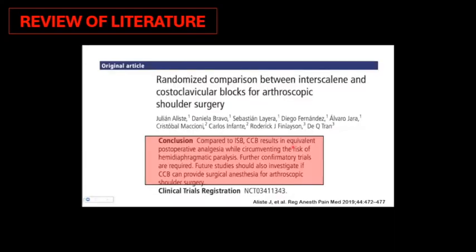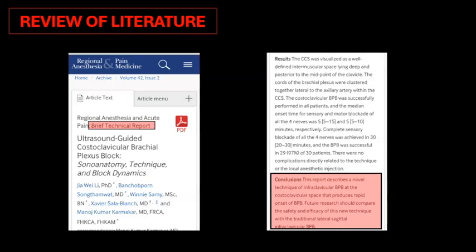There's also a randomized comparison of interscalene and costoclavicular for arthroscopic shoulder surgery, and what they found is that the postoperative analgesia is equivalent, but the risk of hemidiaphragmatic paralysis is less in the costoclavicular approach. A brief technical report was given by Manoj Karmakar and the team. What they find is that the novel technique of costoclavicular block at the intraclavicular space has a rapid onset of action as compared to the other techniques.